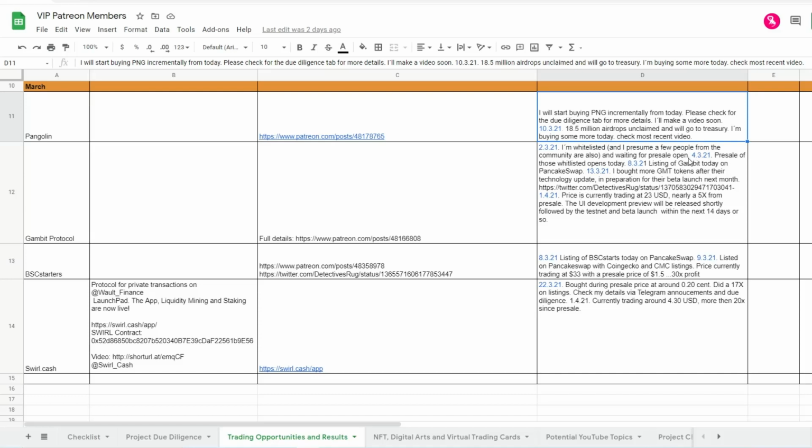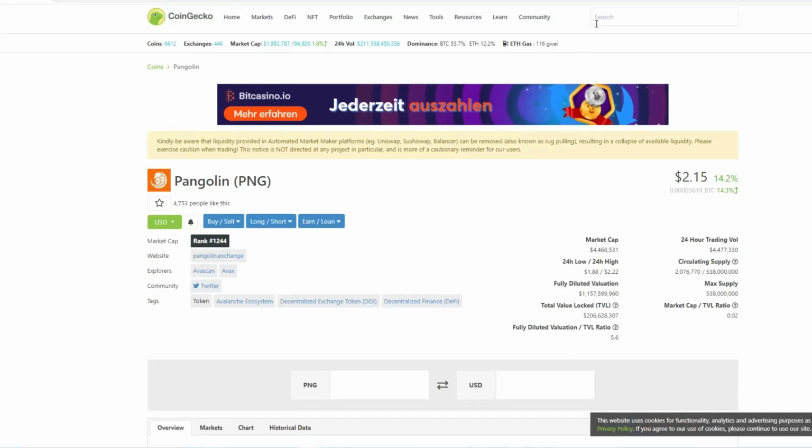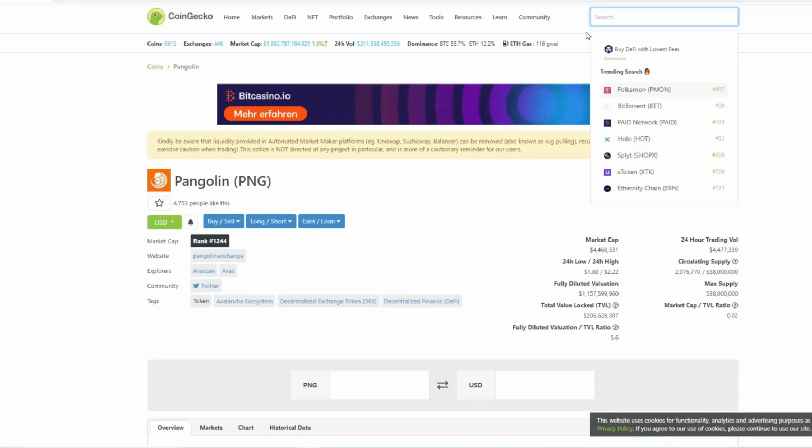As you can see here, the 4th of March, the pre-sale for those whitelisted opens today. 8th of March, listing of Gambit today on PancakeSwap. 13th of March, I bought more GMT tokens, so it was listed. So literally the price is about $4.50 at pre-sale. And now let's pop along to see the price today.